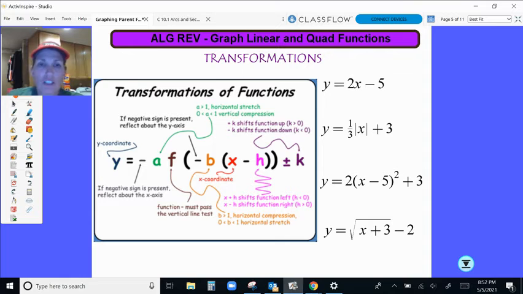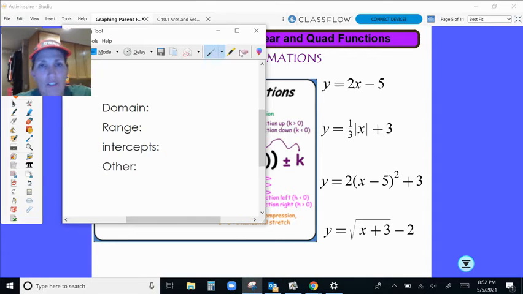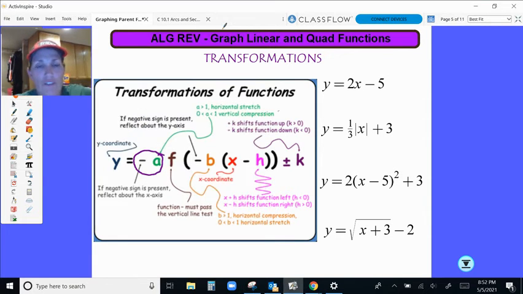Okay, so we're going to look at some transformations now. This is a little bit confusing, so don't get too caught up in that. But basically, if we have any kind of number out in front, if it's negative, it's going to flip it over the x-axis. If A is positive, it's going to stretch it or make the graph really tall.